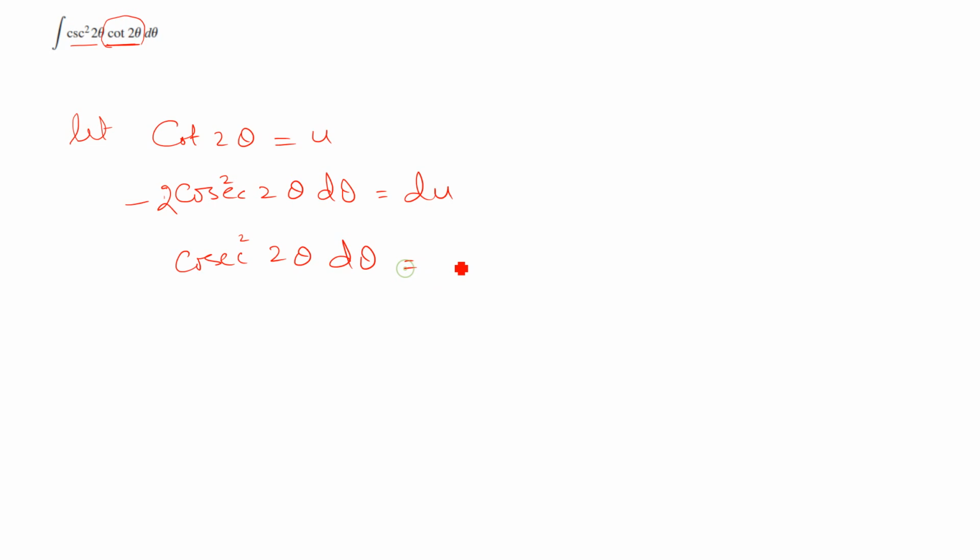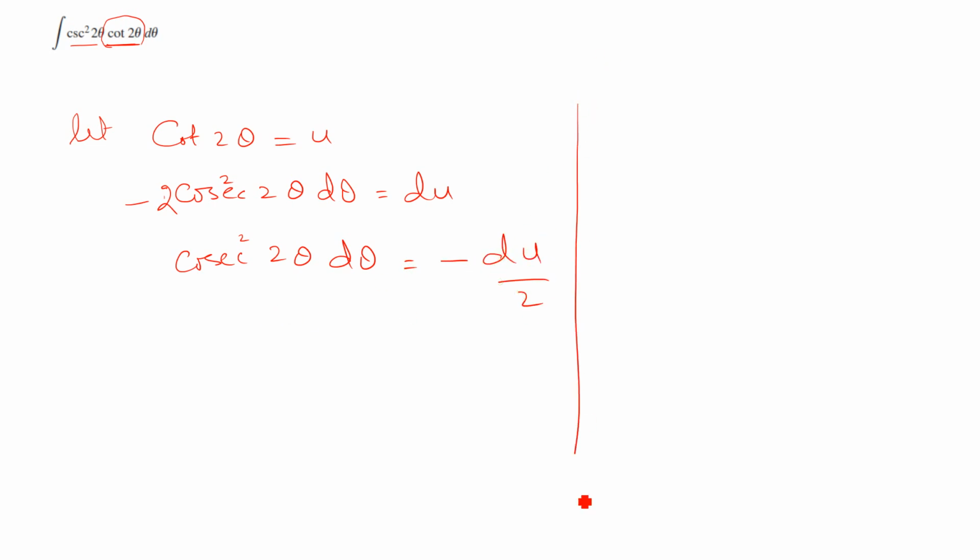So let cotangent 2 theta be u, then minus cosecant square 2 theta into the derivative of 2 theta, which is 2. So we will have 2 here. d theta is du. So cosecant square 2 theta d theta is minus du over 2.